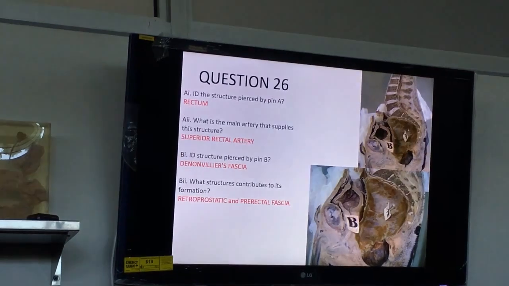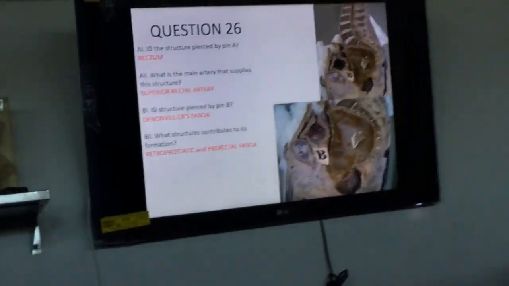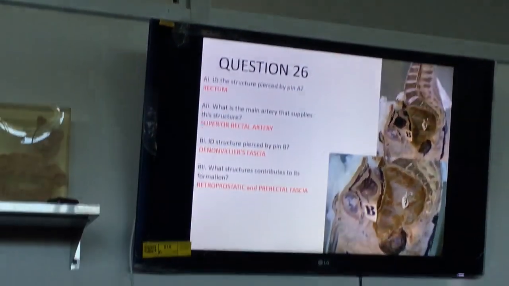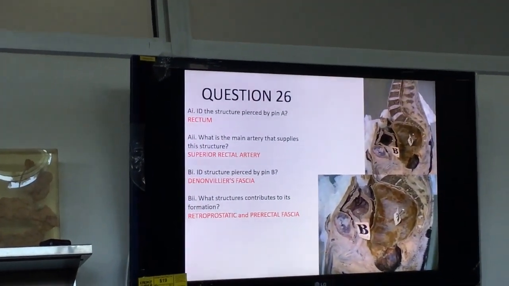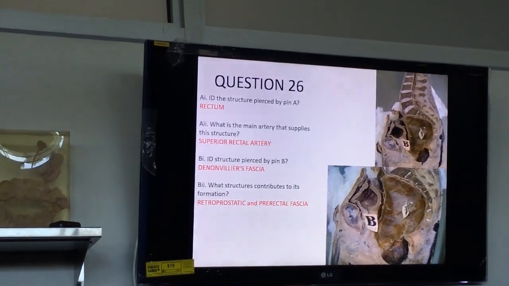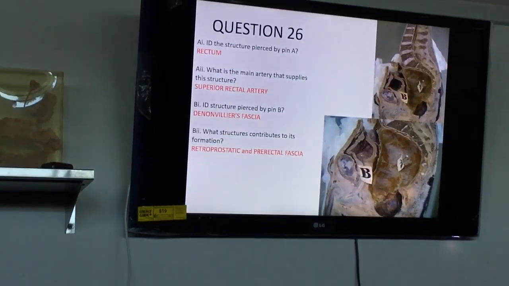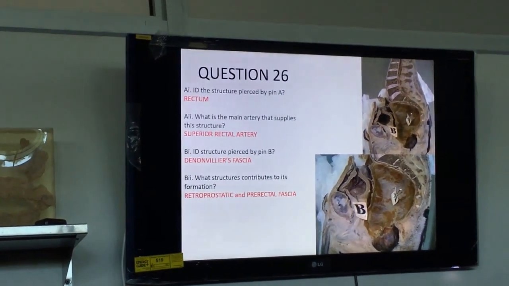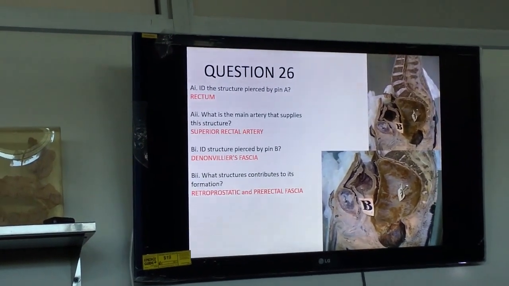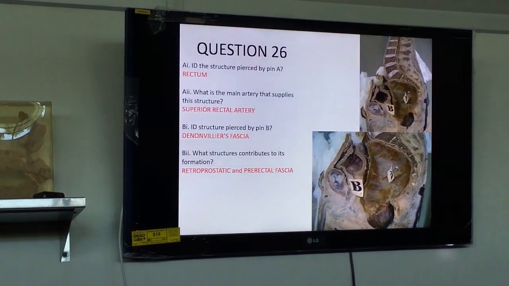Alright, come, guys. What does it mean, arterial blood supply? Superior rectal. Are there any more arteries that supply the rectum? Inferior rectal. And what else? Median sacral. So: superior rectal, inferior rectal, median sacral.